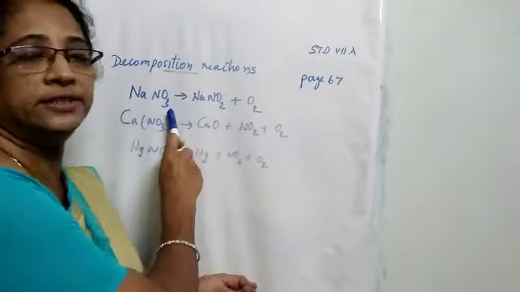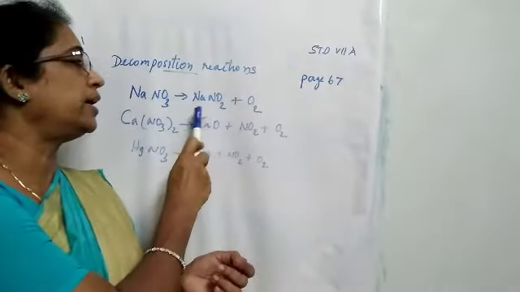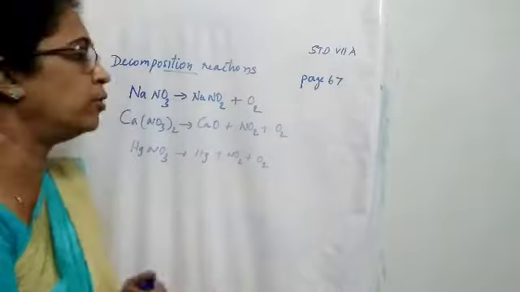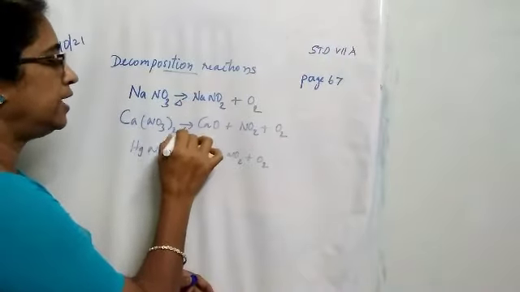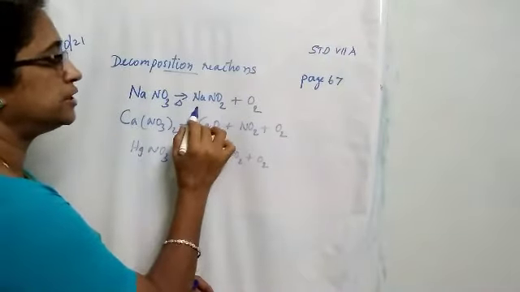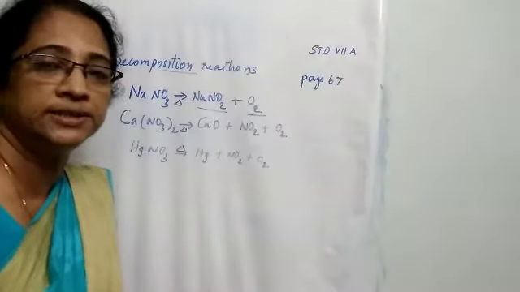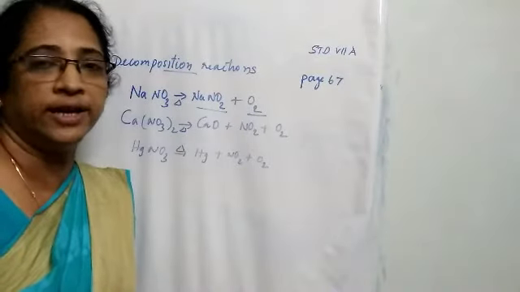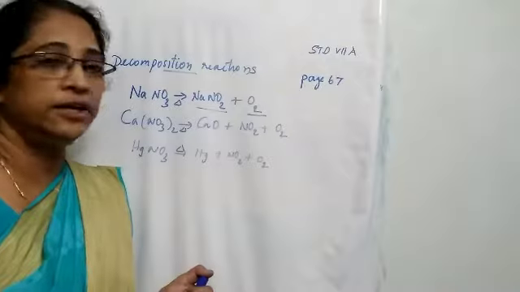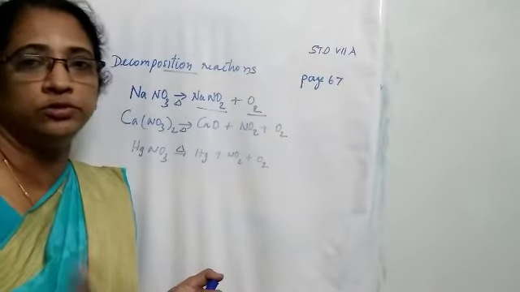These nitrates, that is potassium nitrate and sodium nitrate, on heating decompose to form the respective nitrite. And which gas is liberated? Only oxygen gas. So NaNO3 gives NaNO2 plus O2.